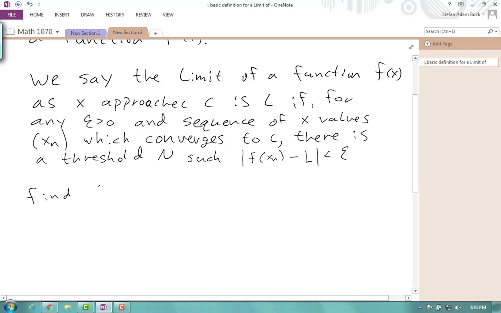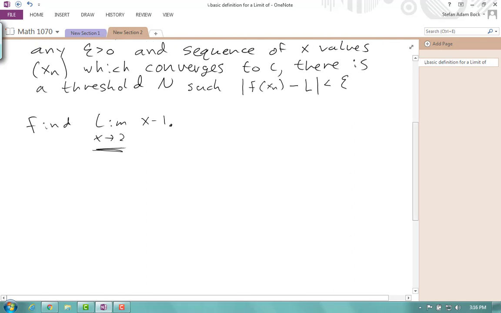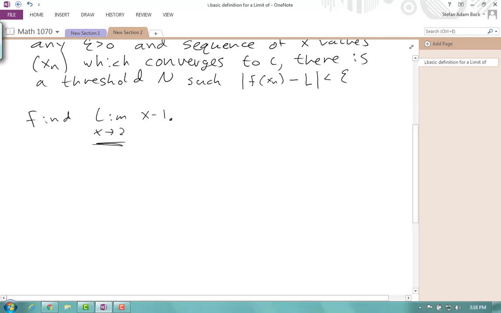So if I were to find the limit as x goes to 2 of x minus 1, I would need to find the limit of the function evaluations for a sequence of x values which approaches 2. So I'll actually build myself two sequences. I'll do one from the left and one from the right. And since this has to be true for all of these sequences, these would better match. So we'll draw ourselves a nice little table. We'll have the x values and the function values.